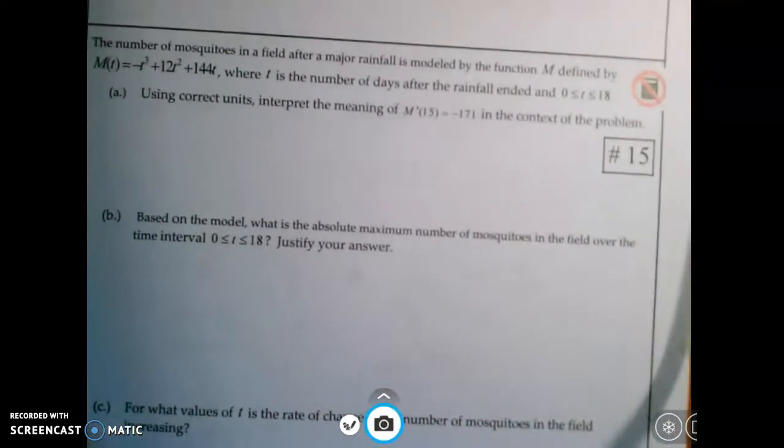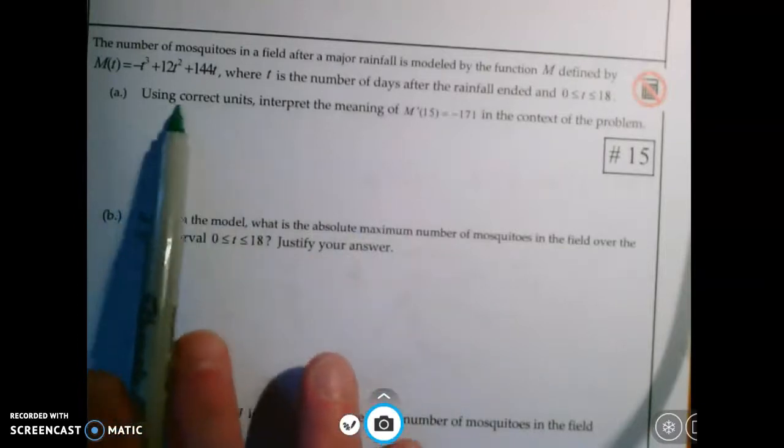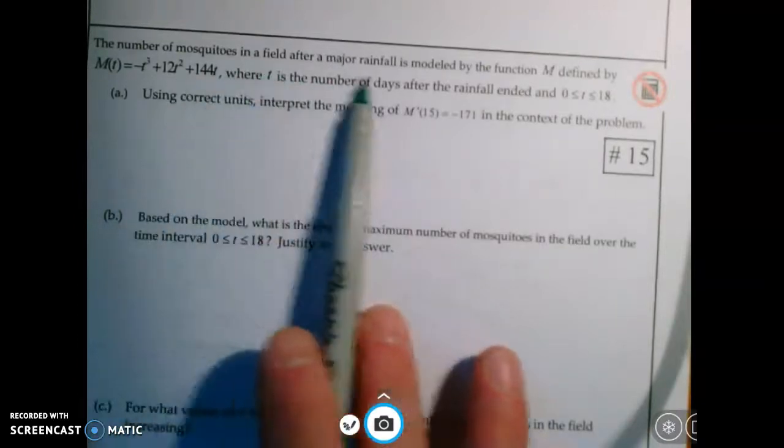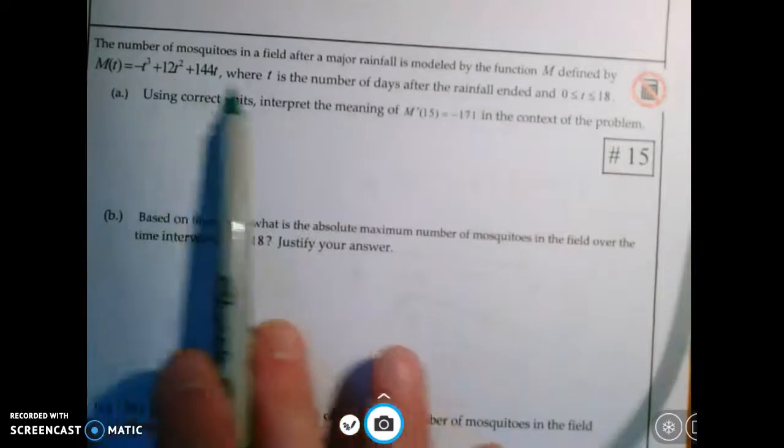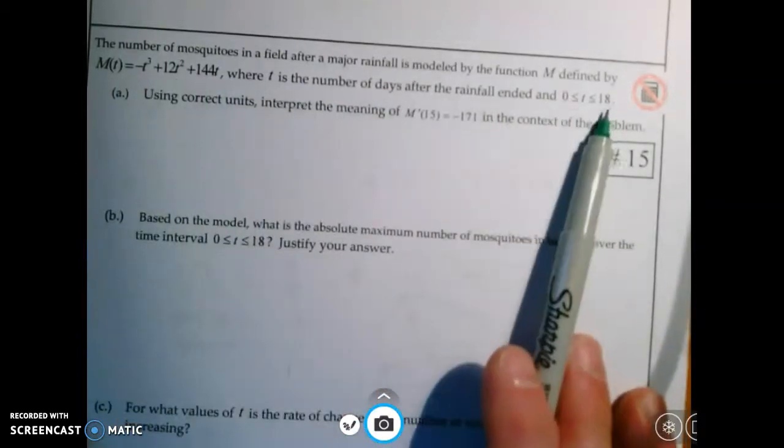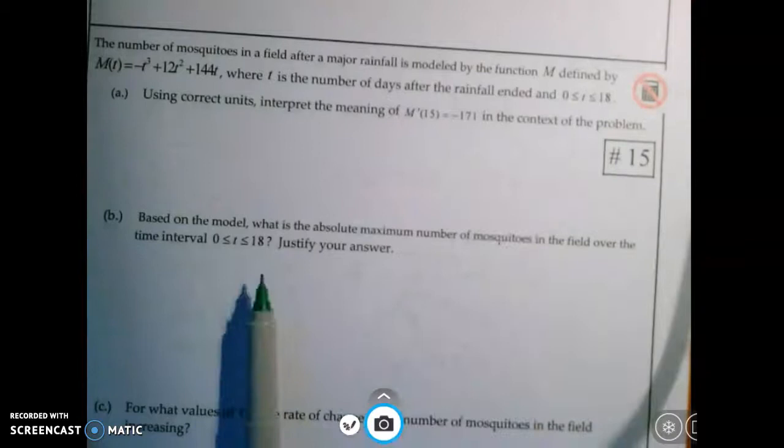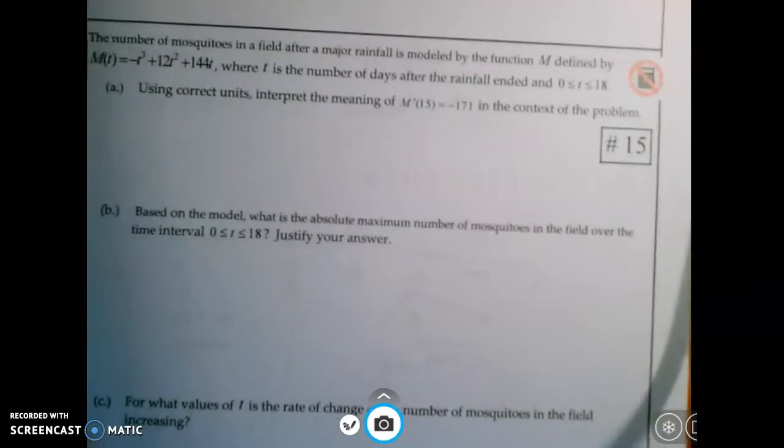Okay, number 15, the third question in the Unit 5 progress check. The number of mosquitoes in a field is modeled by the function m of t, such and such, from 0 to 18. I'll let you read this and understand it, but when you're looking at these types of problems, or really any type of problem, it's not a bad idea to look at all the sections really quickly.